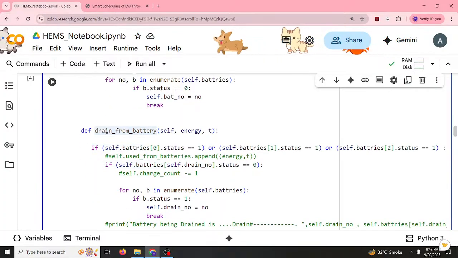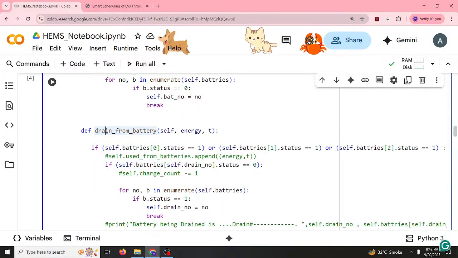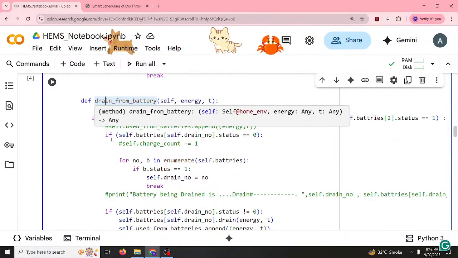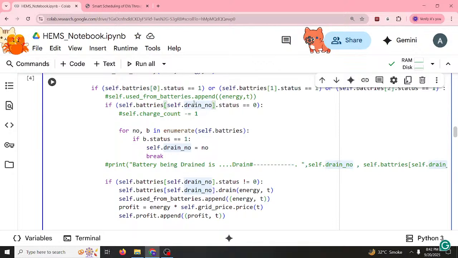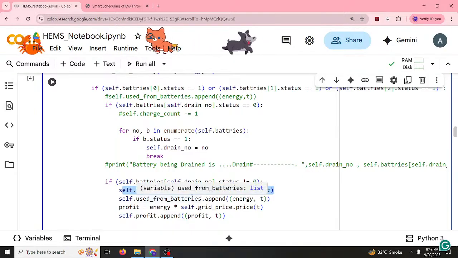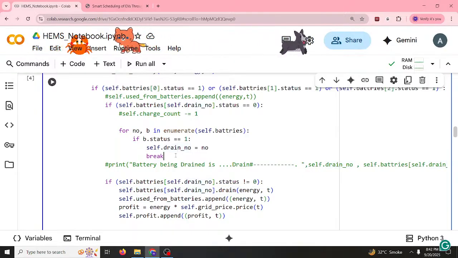And if we drain from the battery, any of the batteries must be full. So if any of the batteries is full, we can check the status of that specific battery and discharge it for our purpose. Here we are draining the energy, and here we are just switching the batteries based on the battery under discharging.